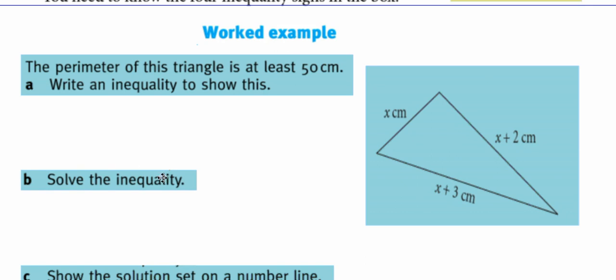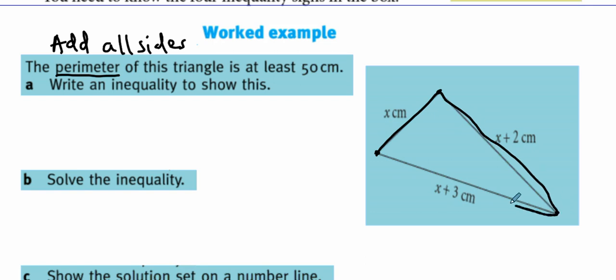The question says the perimeter of this triangle you see here is at least 50 centimeters. Write down an inequality to show this. The word perimeter simply means adding all sides. A triangle has 3 sides, so I'm going to add all these sides. That means x centimeters plus x plus 2 centimeters, then plus x plus 3 centimeters, that will be your perimeter. So perimeter is adding all the sides.